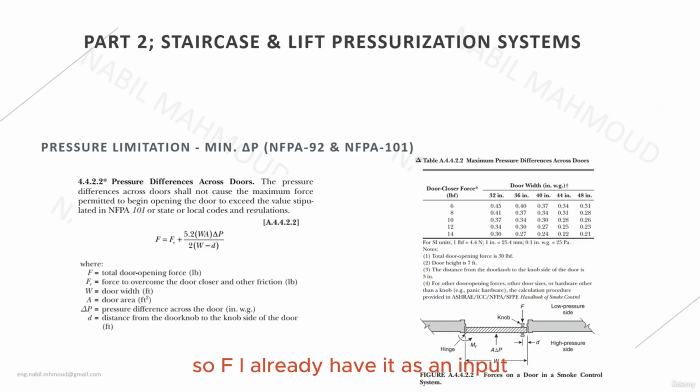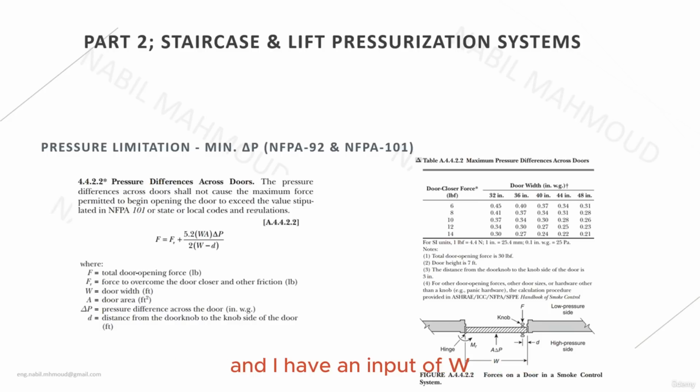So F, I already have it as an input because F is the maximum operating force allowable to be on a door, which is 30 pound of force or 132 Newton. So this is already a given, F. But Fr is not a given. I need to calculate Fr to go with it to the door closer force.